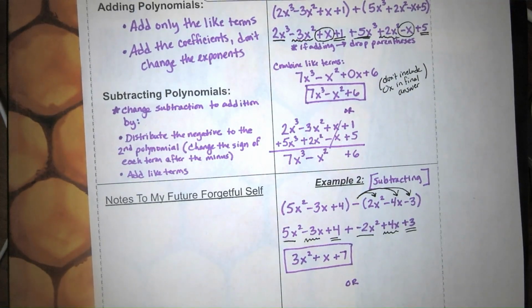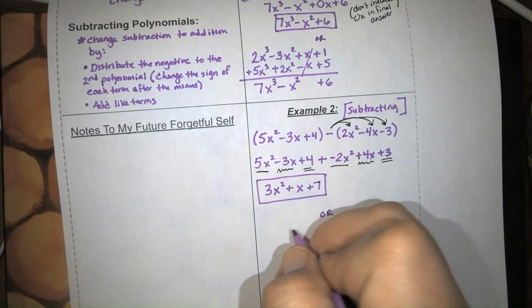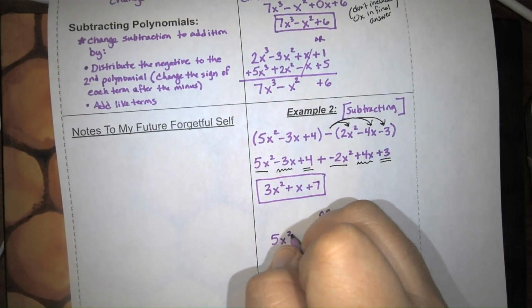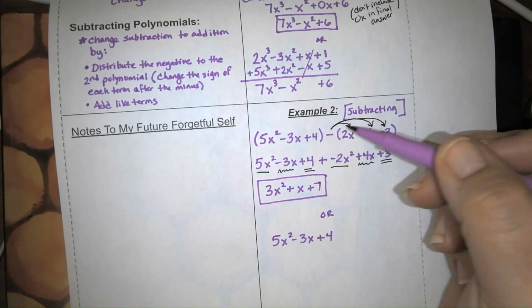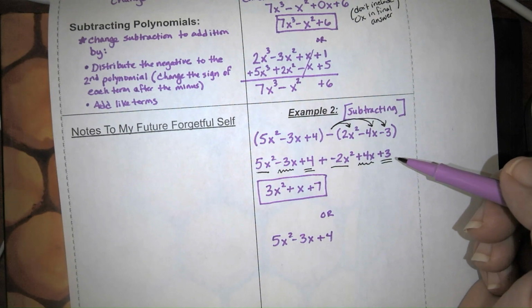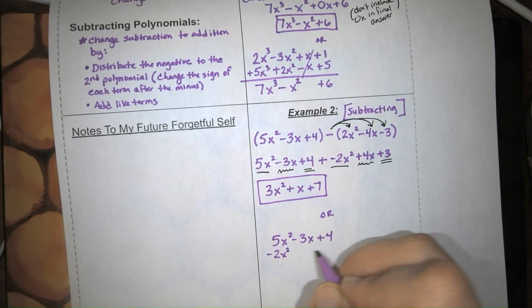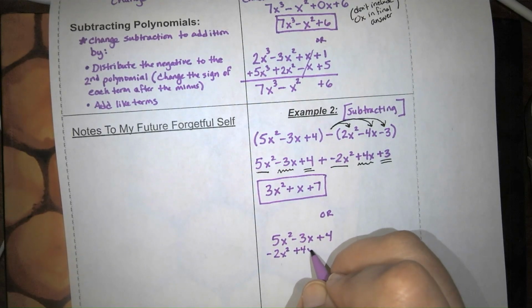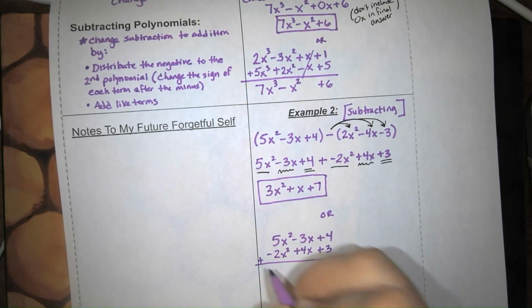If you go to do it the other way, you would line them up vertically. So 5x squared minus 3x plus 4. And instead of using this first one, I would use the second one where I made an addition problem and changed all the signs. So minus 2x squared goes under here, plus 4x goes under here, plus 3 goes under here. And now it's just a big addition problem.